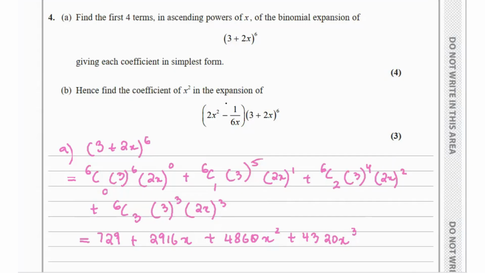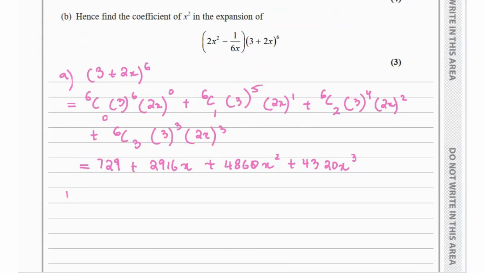Then it says, hence find the coefficient of x squared in the expansion of 2x squared minus 1 over 6x times 3 plus 2x to the power of 6. So that's going to be 2x squared minus 1 over 6x. And over here for the expansion, we're just talking about the terms with x squared. So that means 2x squared times 729. And then 1 over 6x times 4320x cubed. These are the two terms we'll be using for the expansion, because multiplying these two with other terms will not give us x squared.